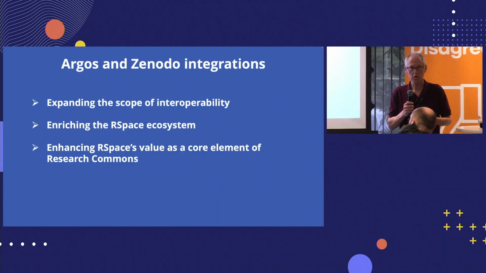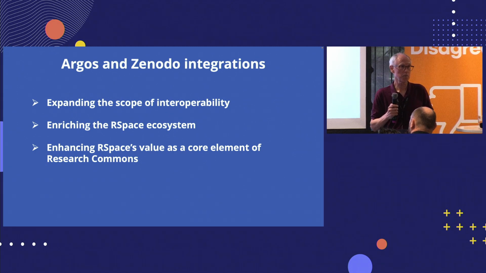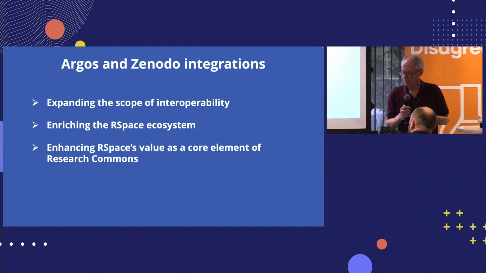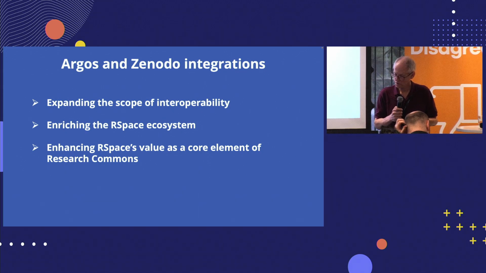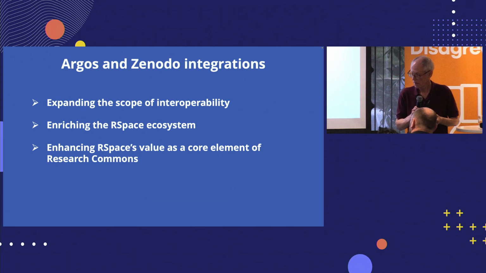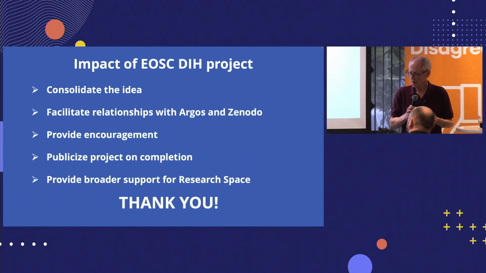So the Argos and Zenodo integrations, why did we do them? What did they accomplish? Well, they expanded the scope of the interoperability in our ecosystem, as I showed you. They enriched the ecosystem, and also I think they help enhance the value of RSpace as a core element of a research commons. And finally, what was the impact of the EOSC project?